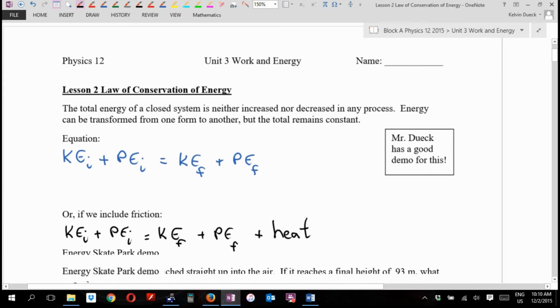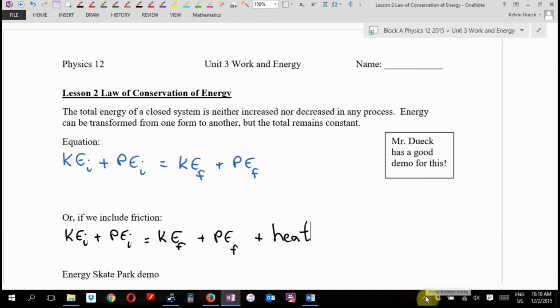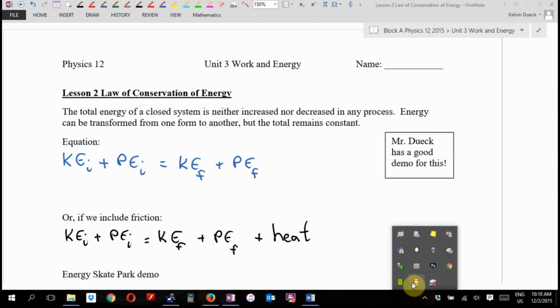I wrote here, Mr. Dewick has a good demo for this. You've seen it behind me on the board all year long, and you've wondered. So the beautiful thing about the law of conservation of energy is, because energy is a scalar, I can use it to analyze or to deal with yucky, curvy paths.